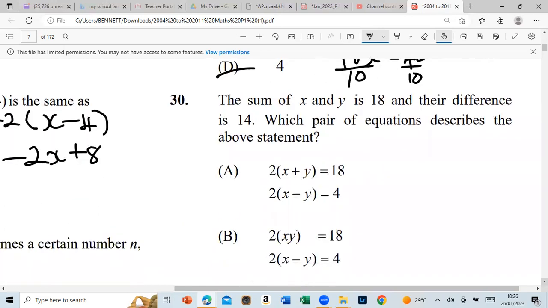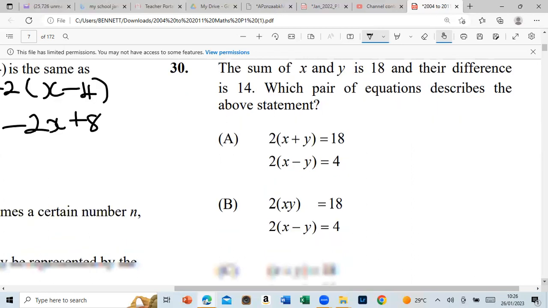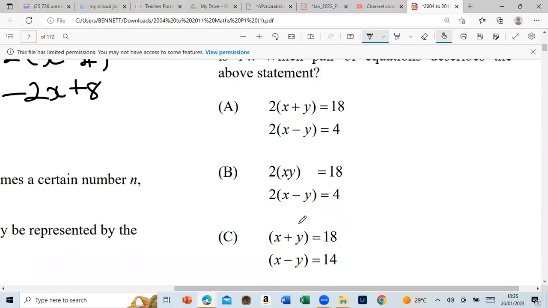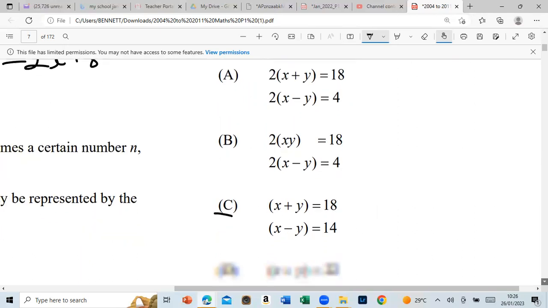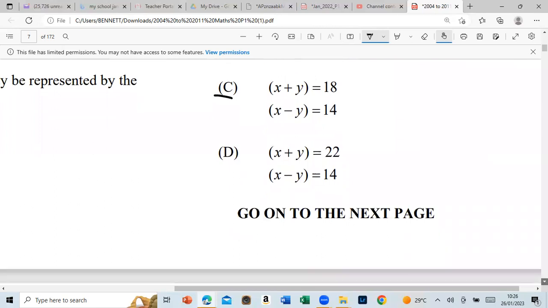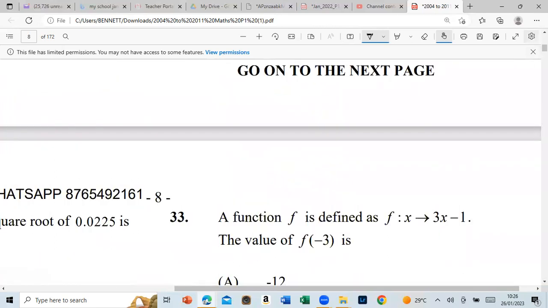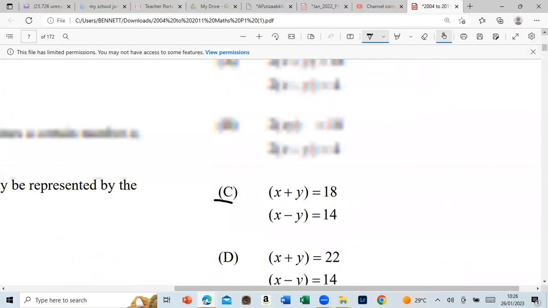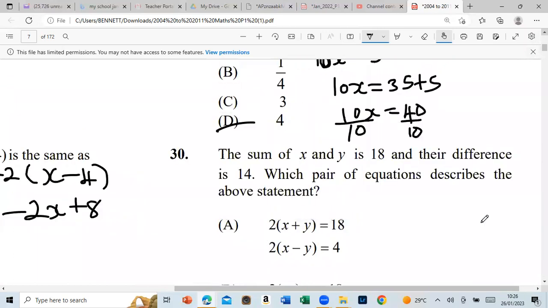The sum of x and y is 18 and their difference is 14. Which pair of equations describes the above statement? I'm going to see. Oh, it was 18 and 14, right? 18 and 14. Yeah.